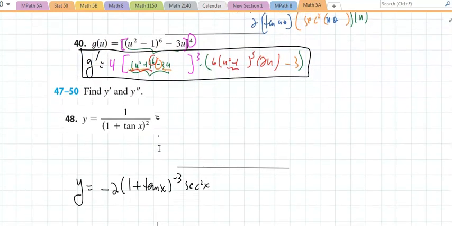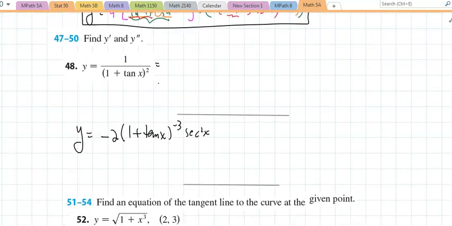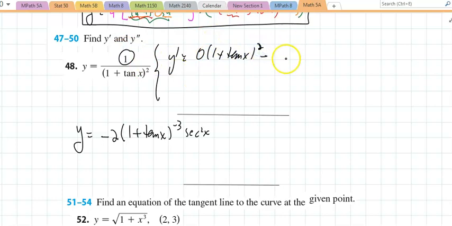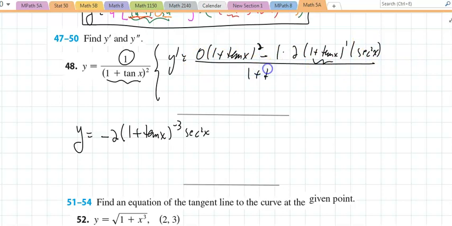Okay, the next problem. I'd like to take a derivative of this. Well, I could say I'm gonna take derivative of the top times the denominator minus the top times derivative of the denominator. Bring the power down, subtract 1 from the power, times secant squared of x. This is the chain rule, all over the denominator squared.